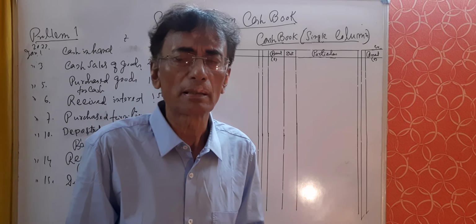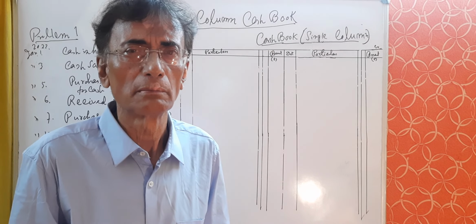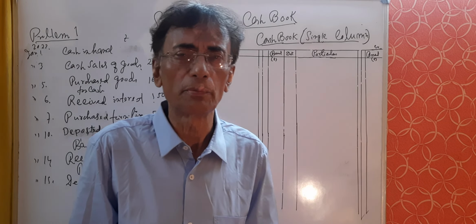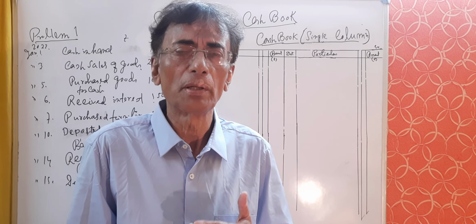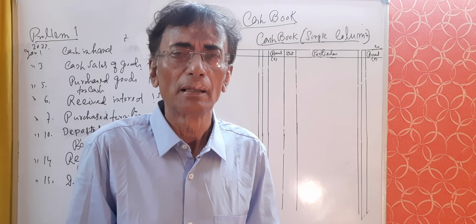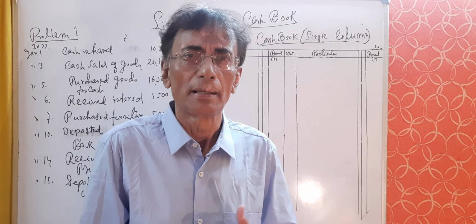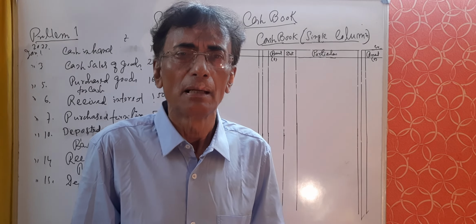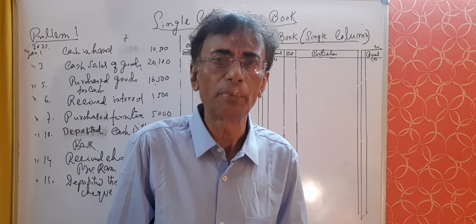I have already discussed the concept of cash book. Cash book is an important subdivision of journal. Out of the 8 journals, cash book is the principal book of journal. Cash book records all cash and bank transactions, both in terms of receipts and payments.